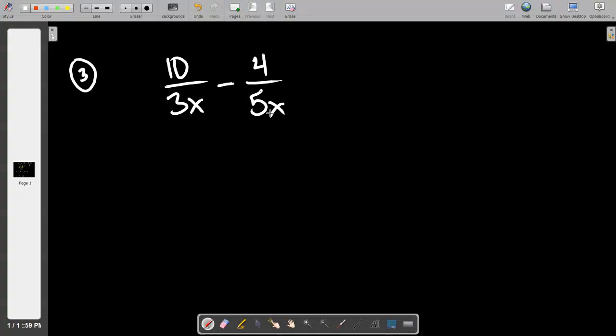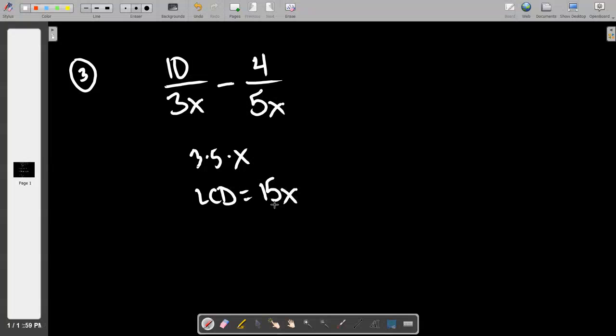A 5 and an x? You need a 3 and an x, and she needs a 5 and an x. What has to be in the bag to make sure that you're both happy? A 5 and a 3. That's what I'm talking about. I need a 3, I need a 5, I need an x, so the least common denominator is 15x.